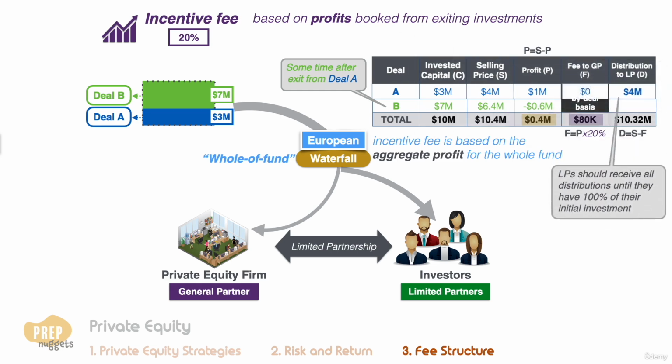Implementation-wise, the LPs should receive all distributions until they have 100% of their initial investment plus the hurdle rate, if any. So for this case, the $4 million from Deal A should be fully distributed to the LPs first. Only the proceeds from Deal B should be distributed between the LP and GP to make sure the GP gets 20% of the aggregate profit from the fund.